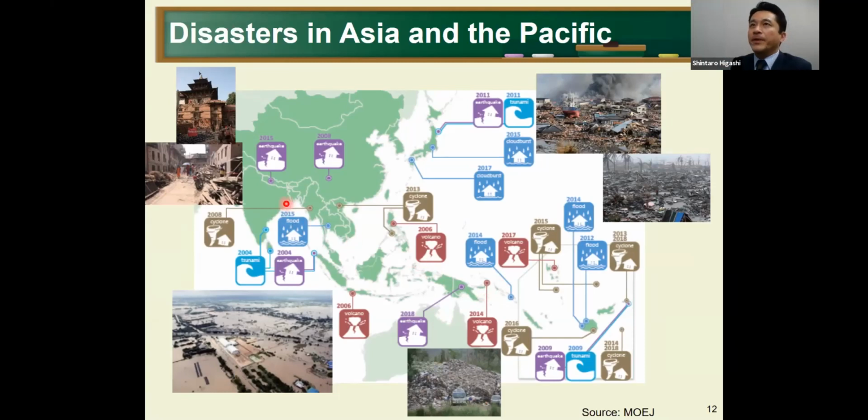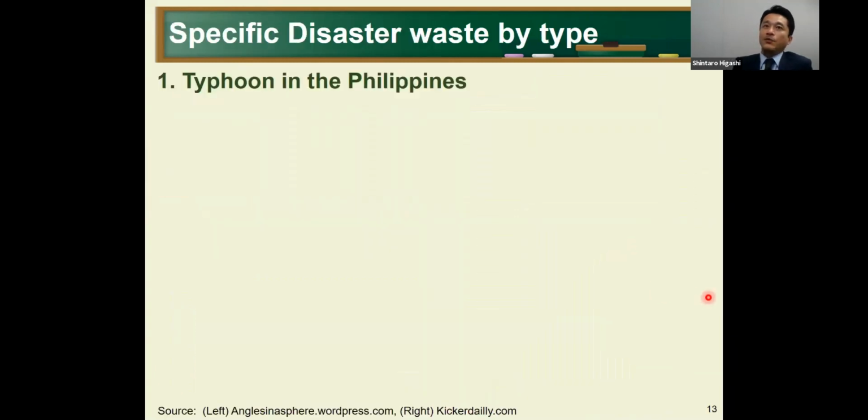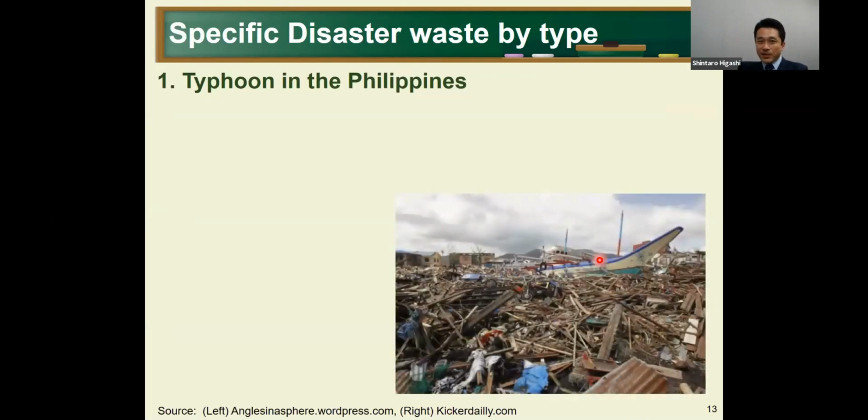Maybe you can imagine the variety of disasters. This picture is Nepal, and this is flood in Thailand. This is Vanuatu, Pacific. This is a typhoon that attacked the Philippines, and this is the Great East Japan earthquake. We'd like to see the picture of a specific disaster. This picture shows the disaster waste in the Philippines, and several typhoons attack the Philippines every year.